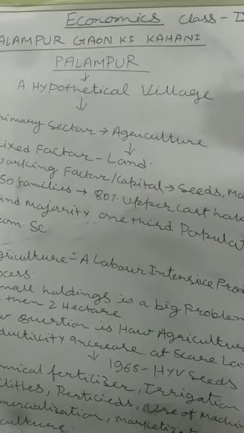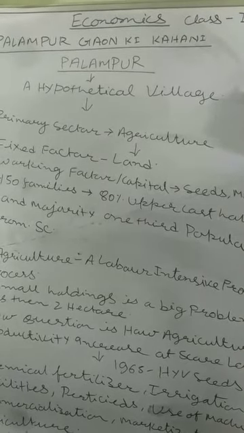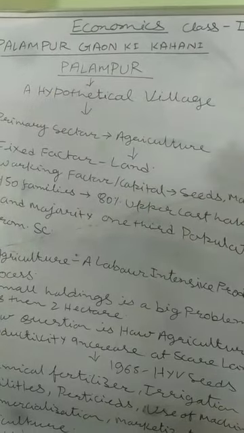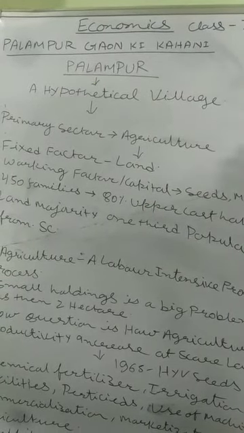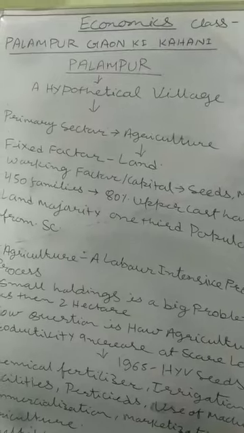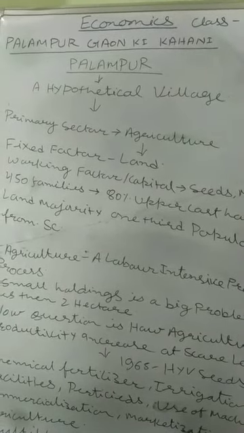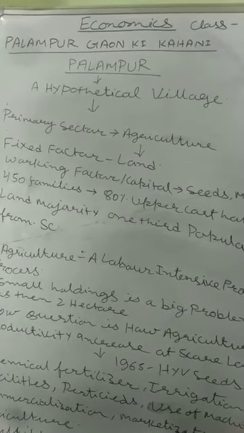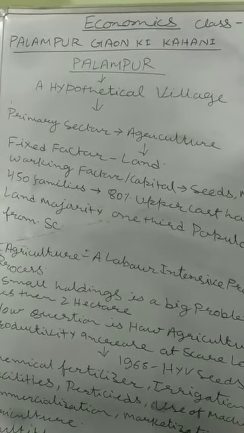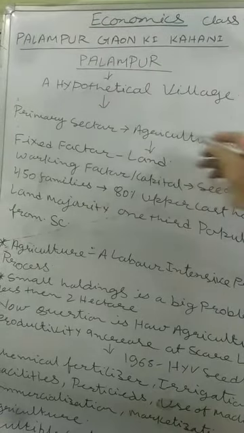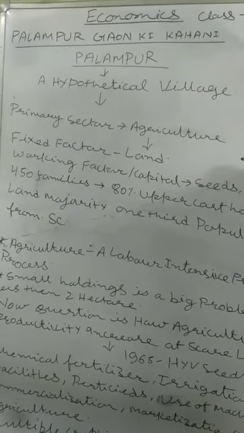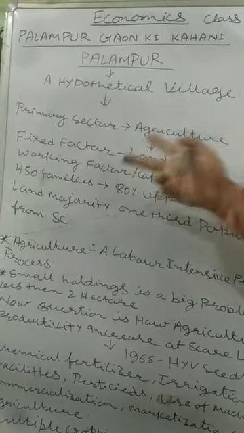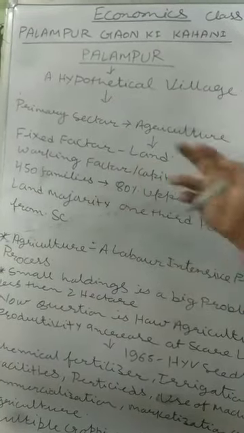We are in chapter 1 of economics, Palampur gaon ki kahani, a hypothetical village, as we already stated. Through Palampur gaon ki kahani, students get knowledge of the economy. In Palampur gaon ki kahani, agriculture is the primary sector, and in the agriculture process there were two types of factors, fixed factors and working factors.